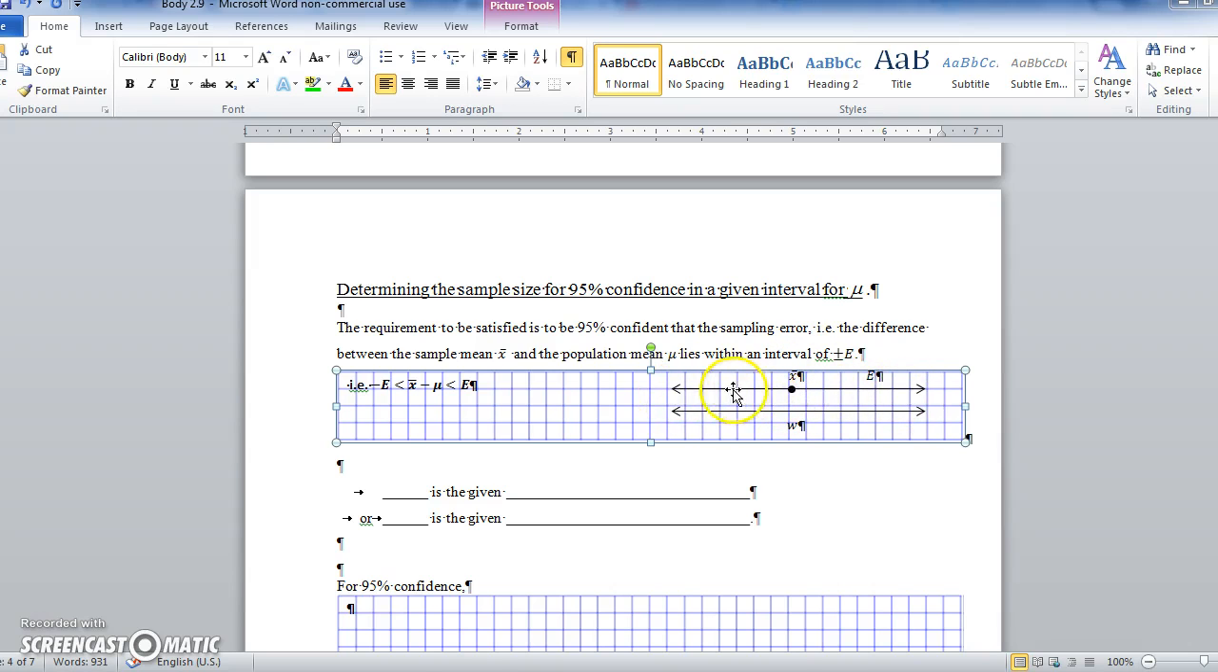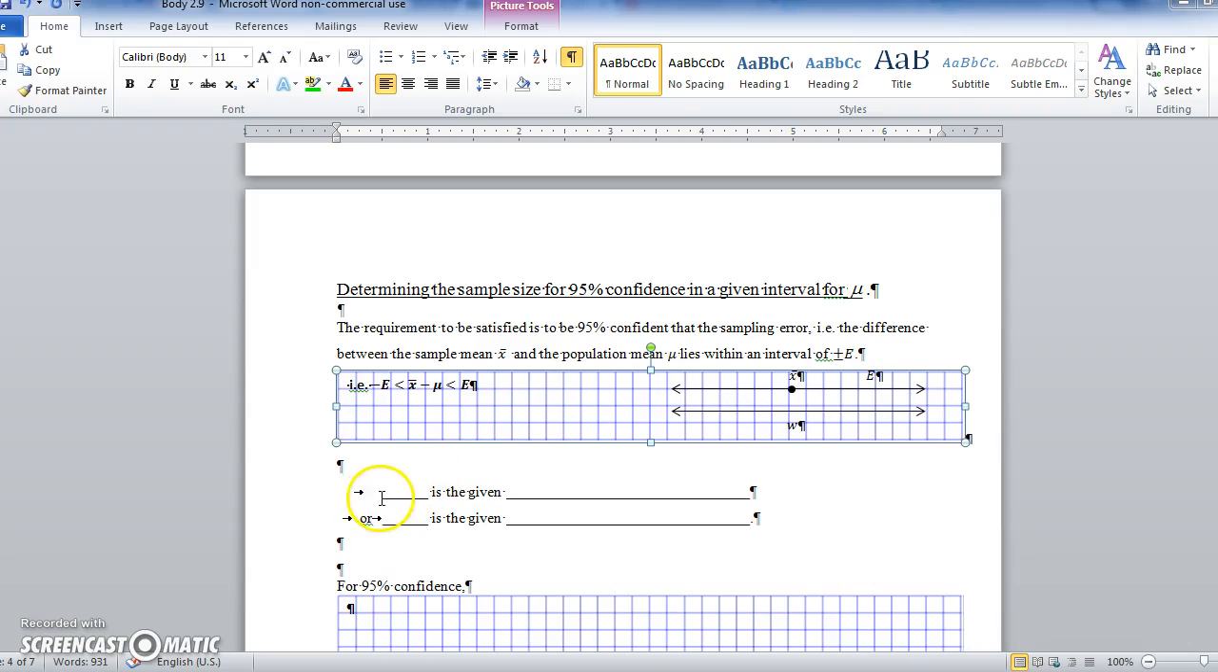So if this is our interval around x bar, then if we want the sampling error to be between minus e and e, then we want it to be somewhere along this line here. So from there to there is e, and from there to there is minus e. So we want our population mean to be somewhere here, and we're going to call the width of the whole interval w for some unknown reason. Can't understand why you'd call that w, but there you go.